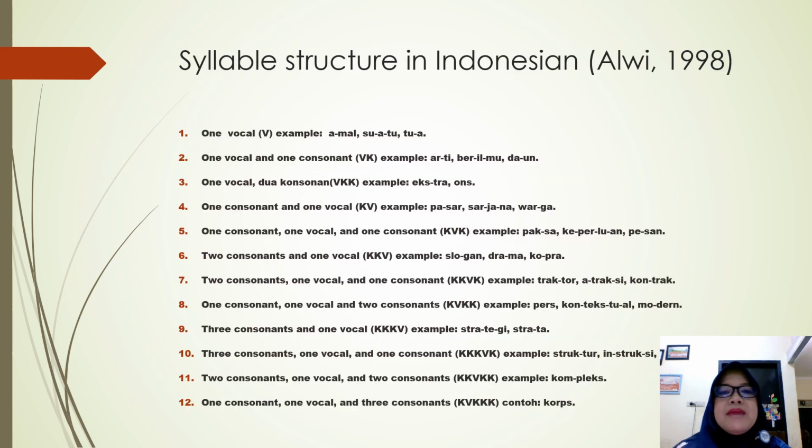Well, syllable in Indonesian consists of 12 types. So, the syllable structure of Indonesian can be described: 1 vowel, for example amal, suatu, tua. 1 vowel and 1 consonant, for example arti, berilmu, daun. 1 vowel and 2 consonants, for example extra, ons.